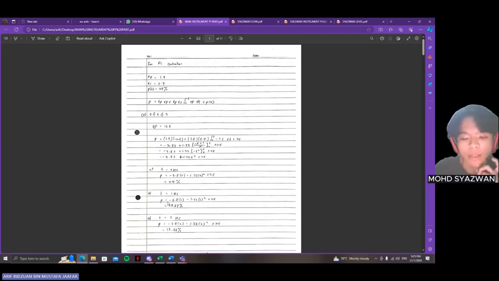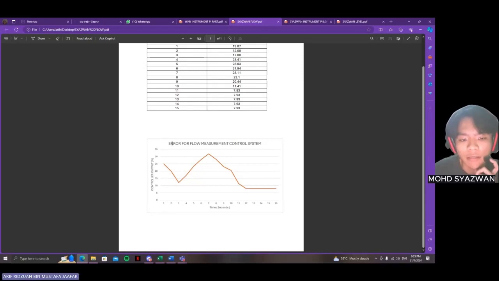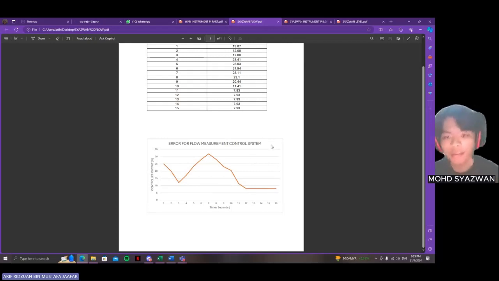I will do that repeatedly one by one until I get to 15 seconds, and this is my result for 0 seconds, 1 second, 2 seconds, till 15. And this is my chart, the error for the flow measurement control system. For the chart, I just plug in the numbers and I get this chart. This is control output percentage, and the bottom is time in seconds. This is the final graph.